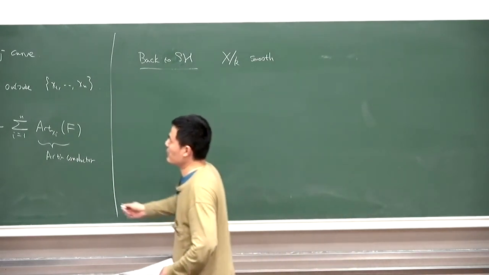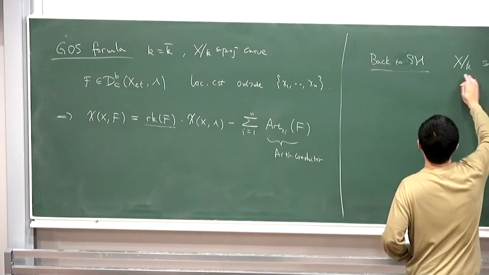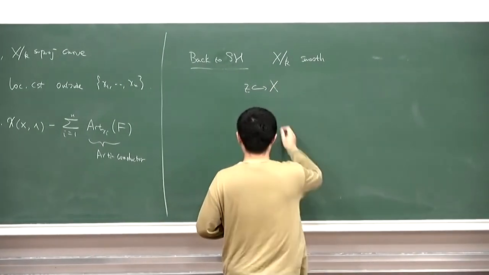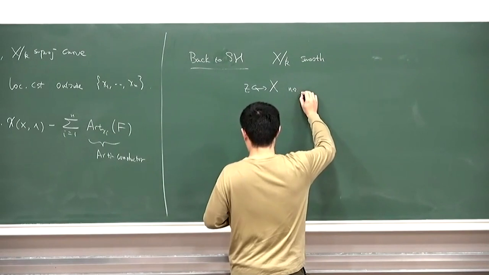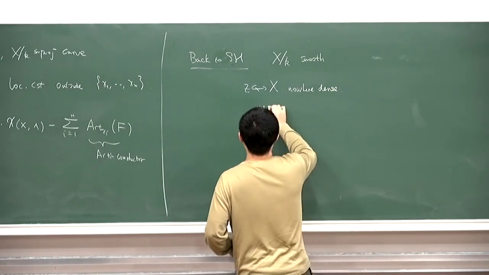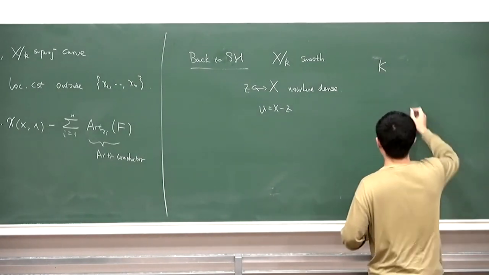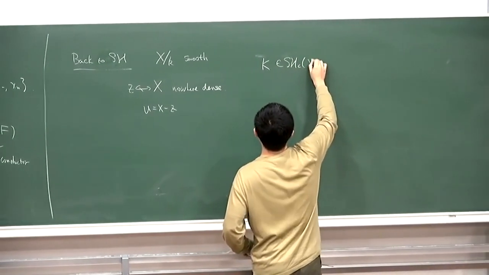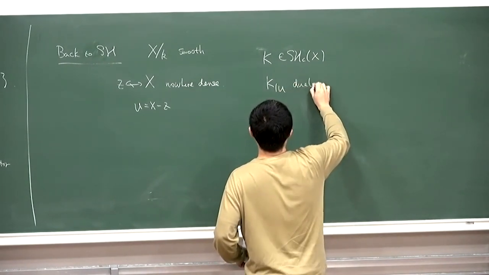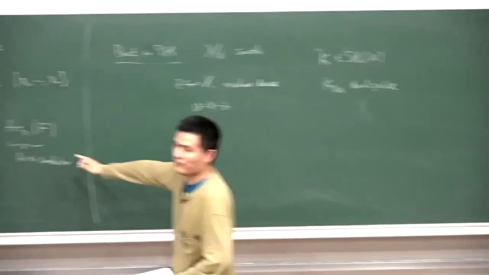And so here F is locally constant outside a finite number of points. And for SH, we take Z to be a closed subscheme of X, which is nowhere dense, and I take U to be the open complement. The analog is to say that I have some constructible motivic spectrum K such that K restricted to U is dualizable. And in this setting, we try to prove an analog of this formula.